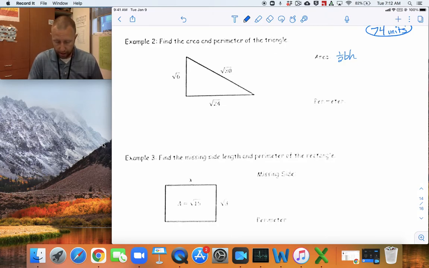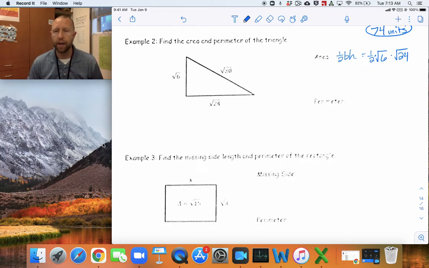So side 1 plus side 2 plus side 3, I'm not going to write that out. Let's just go ahead and put in what we know, right? So for the area, 1/2 of base times height, that would be 1/2 radical 6 times radical 24, right? So those are all multiplication. I'll put a multiplication sign between the 1/2 and the radical 6 just to make it a little more clear, okay?